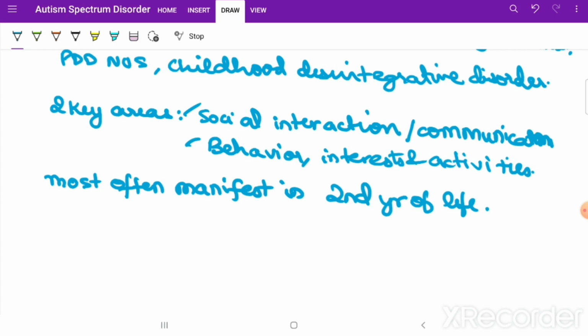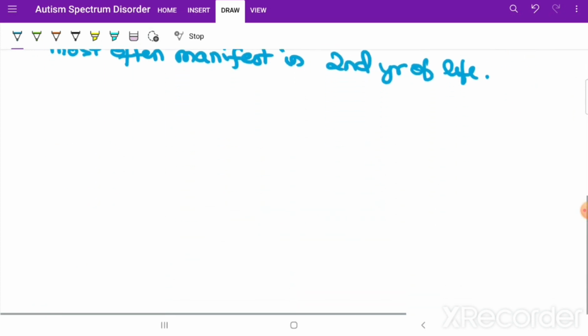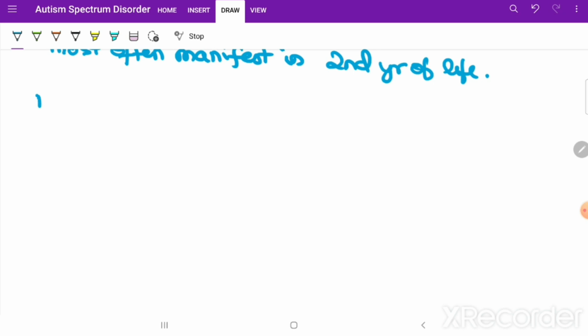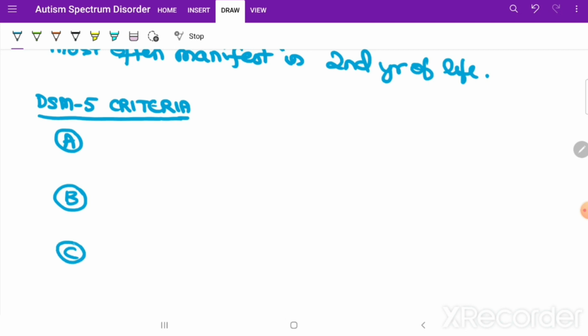Now what you need to know next in this clinical description is the DSM-5 criteria for diagnosis of ASD, which we'll mention in brief and not go into in detail. There are 5 components of the criteria, which we'll label as A, B, C, D and E.